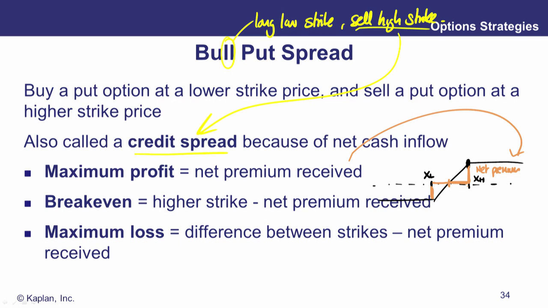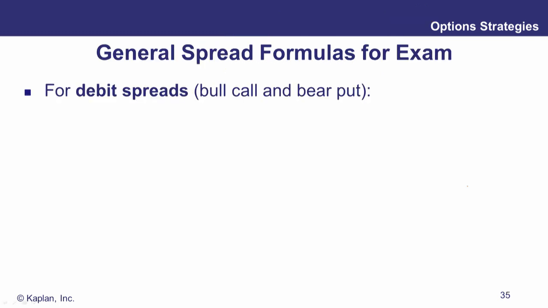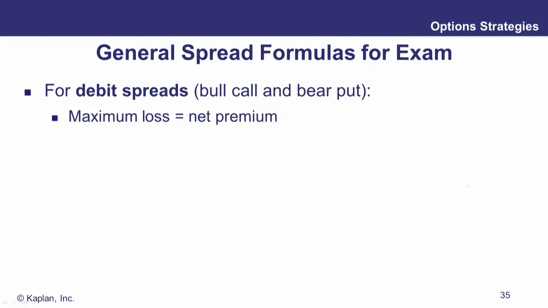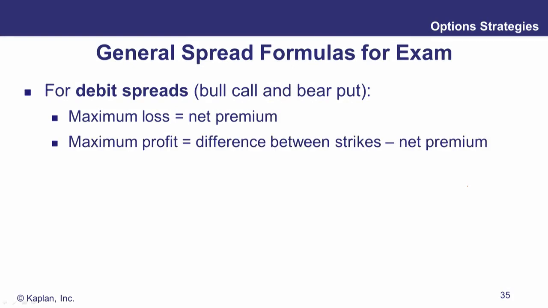So there is a summary slide at the end here, the general formulae for the exam. For debit spreads, like bull call, long low strike calls is expensive. Bear put, a bear spread is not long the low, it's long the high strike option. So long high strike puts is going to be expensive there. Maximum loss is the net premium, that's as bad as it gets. Maximum profit, difference between the strikes minus that net premium, because you gain the difference between the strikes, but you're still paying away that net premium.